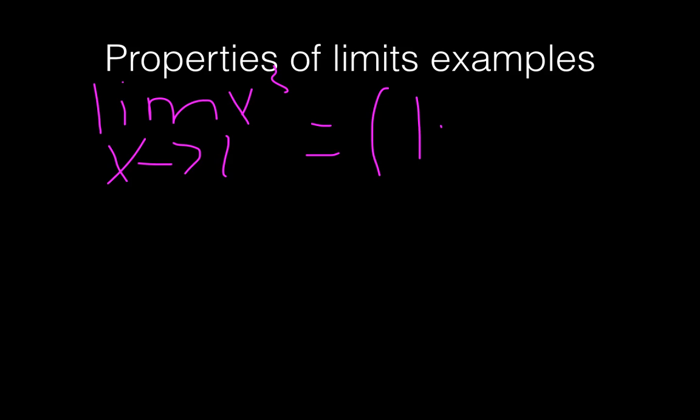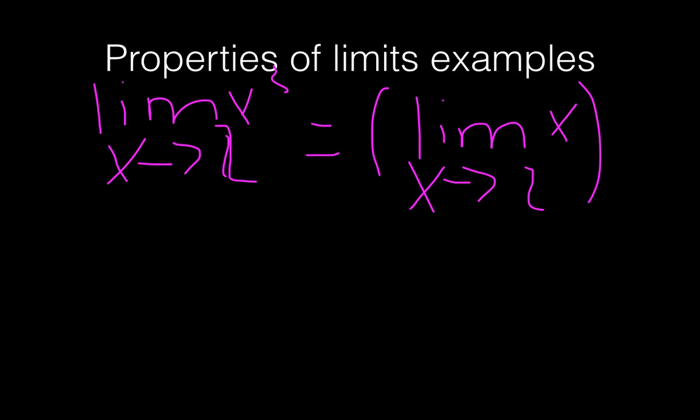Using the power property of limits, you can show that the limit of x cubed as x approaches 2 is the same thing as the limit of x as x approaches 2, to the third. And then, using direct substitution again, you can just plug in the 2 for the x and say 2 to the third equals 8.